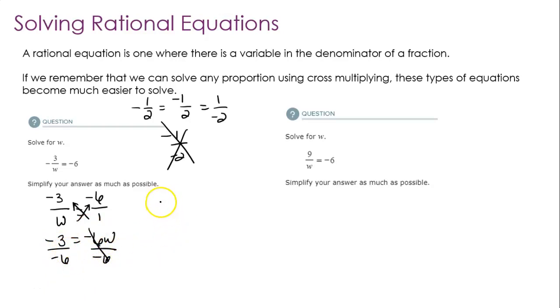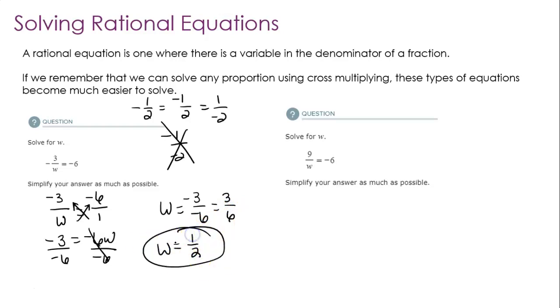What that's going to give me is negative 3 over negative 6. The negatives cancel, so that becomes a positive. And 3 and 6 are both divisible by 3, and so that reduces to 1/2. So w equals 1/2 there. You pause the video and try this one on your own.